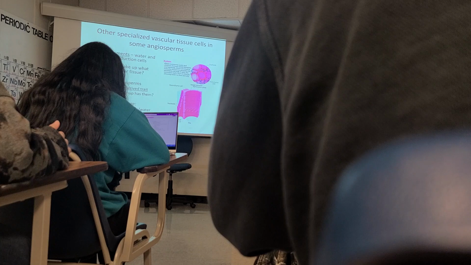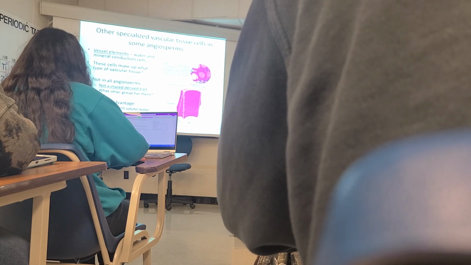Now, the adaptive advantage of having vessel elements, if you have them, in addition to your tracheids, is that they are bigger tubes, right? They've got bigger holes that actually go all the way through the secondary cell wall in addition to the primary cell wall. And so they're going to move water much more efficiently. Just like a little coffee straw versus a big giant Slurpee straw. They're going to be more efficient in moving that.